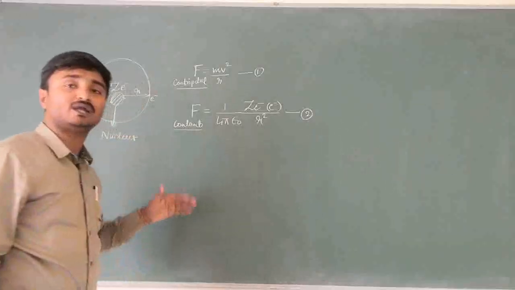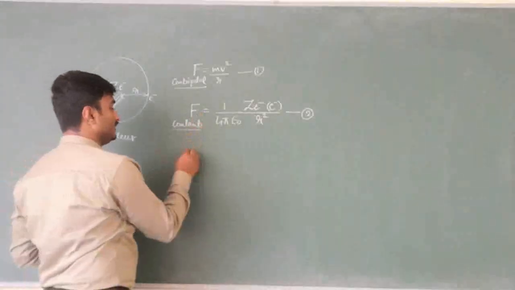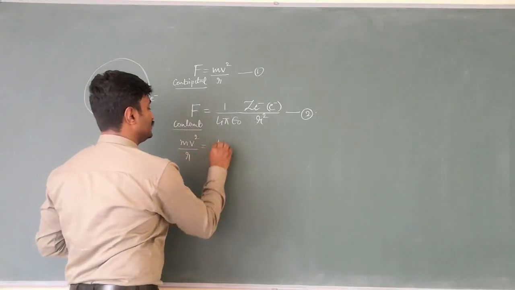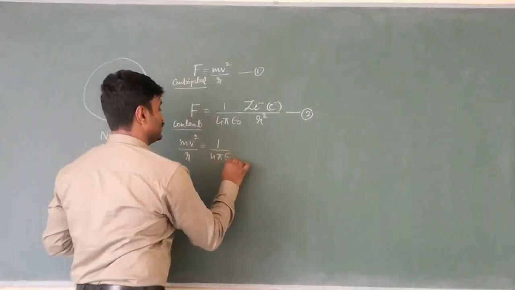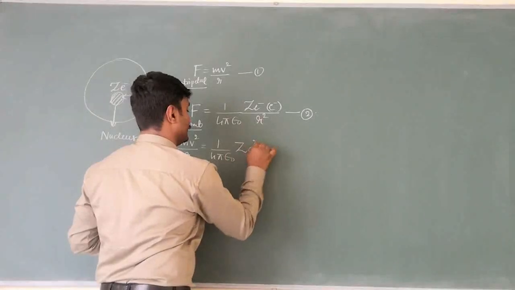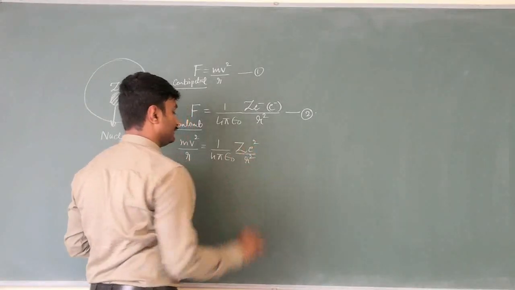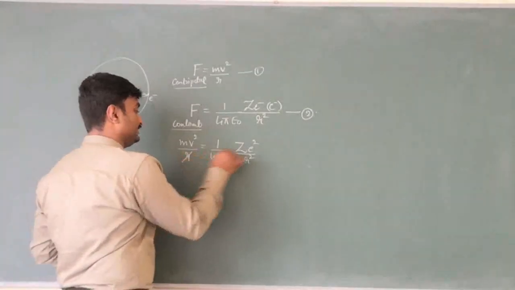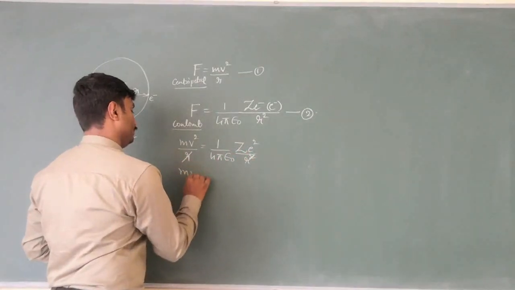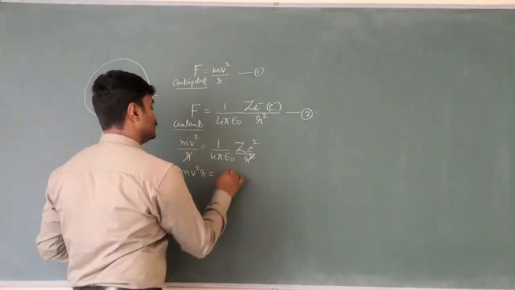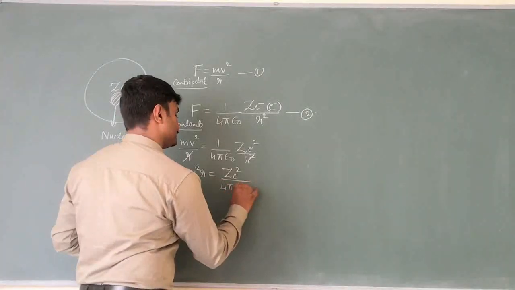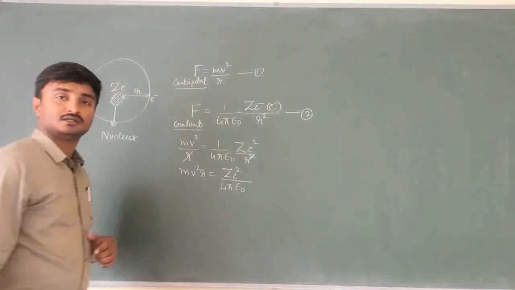Now let us equate 1 and 2. Equating 1 and 2 will get us the relation m v square by r is equal to 1 over 4 pi epsilon naught into z into e square divided by r square. Now let us simplify r in this equation. So I get m into v square r is equal to z into e square divided by 4 pi epsilon naught.